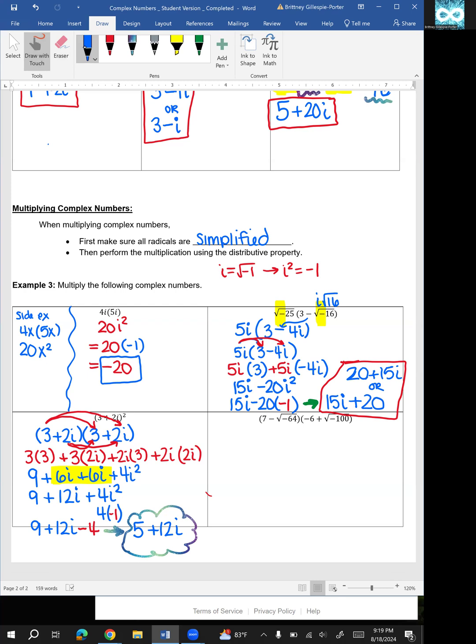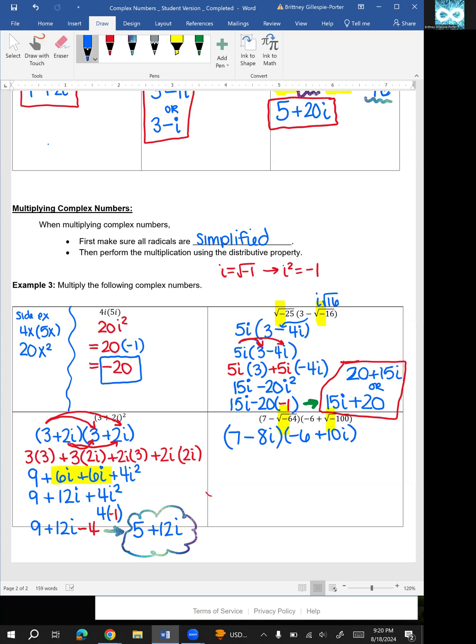Last one. We have 7 minus the square root of -64 times -6 plus the square root of -100. So let's go ahead and simplify. We know that we are going to have i's involved because of the negative under the square root. We're going to have 7 minus the square root of 64 is 8. So the square root of -64 is 8i. And in the second parenthesis, -6 plus, we're going to be taking out an i because of the -100, and the square root of 100 is 10.